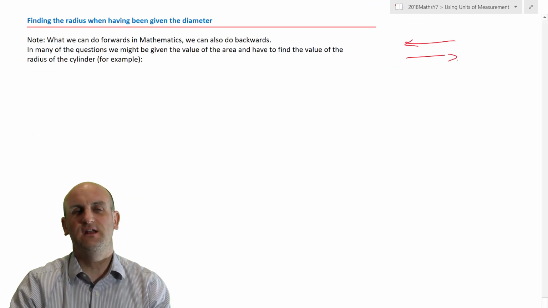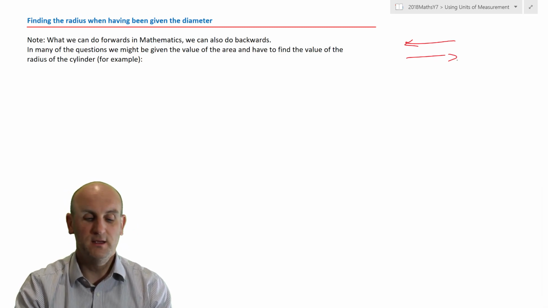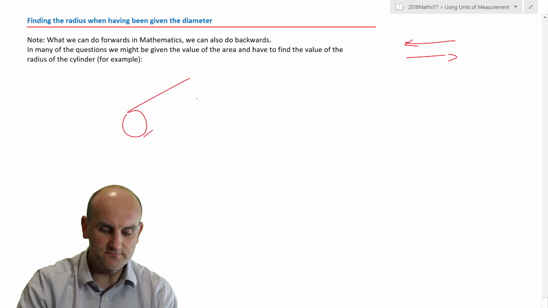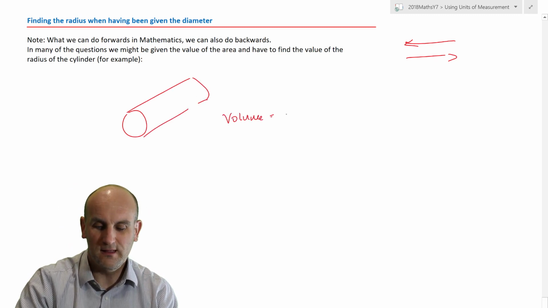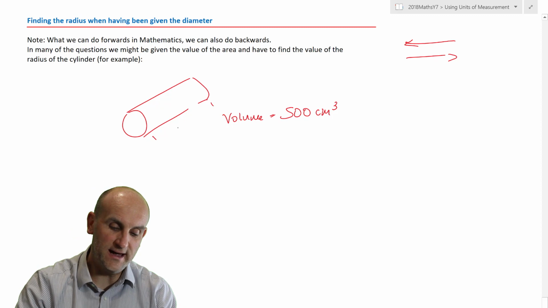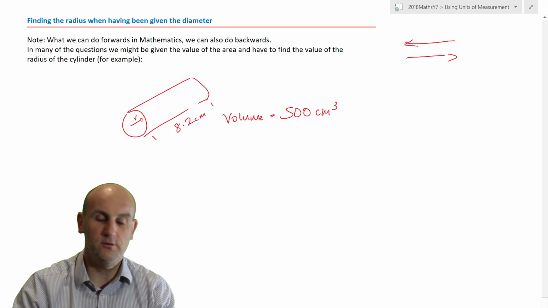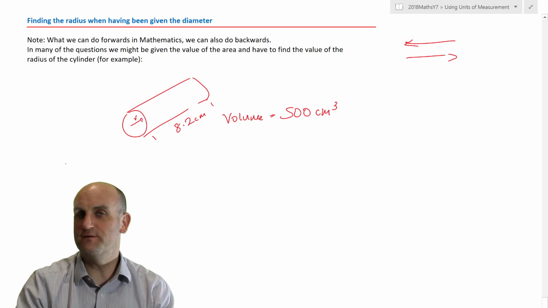Now, what we can do forwards, ladies and gentlemen, we can do backwards, and I promise you I'm nearing the end of this video, but sometimes they'll give you the volume and ask you to find the radius, for example. So again, let's have a cylinder, and I'm going to tell you the volume of this is 500 centimeters cubed. I'm giving you the volume. I'm going to tell you that it goes back a distance of 8.2 centimeters, and I want you to find the radius.